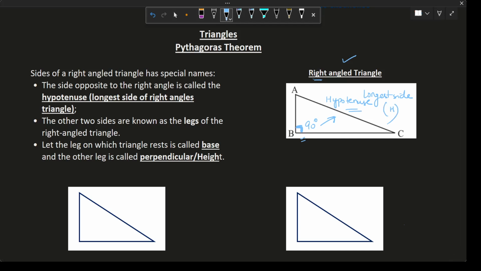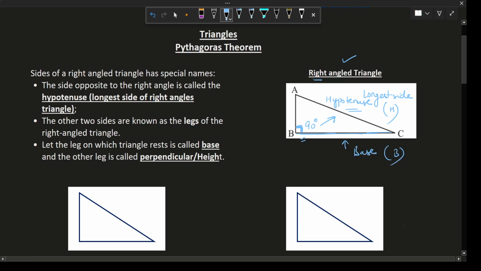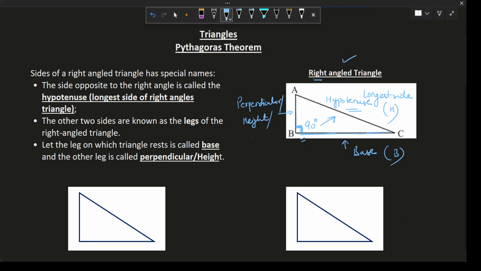Then let's say the side on which the triangle rests. This is called the base of the triangle. We represent it as capital B. And the side here, the vertical side, the vertical leg, we call as perpendicular. We sometimes say it as height, we sometimes say it as altitude. Altitude of a triangle, you know.